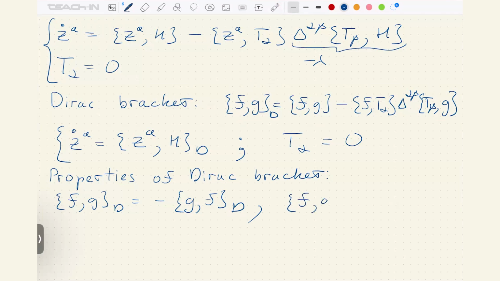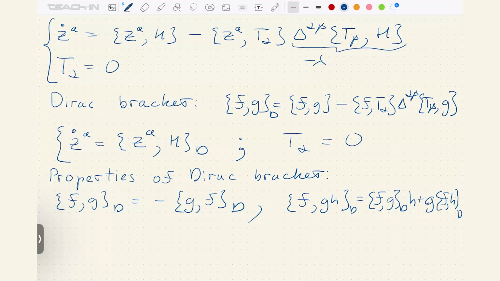The Dirac bracket of f with the product gh equals the Dirac bracket of f and g times h plus g times the Dirac bracket of f and h, right? So the operation of taking a bracket with respect to f differentiates the product of functions, so it satisfies the usual Leibniz rule, which means that the bracket with f is a first order differential operator. Okay, so these two properties are nearly obvious. If they are not obvious, then do it as an exercise.